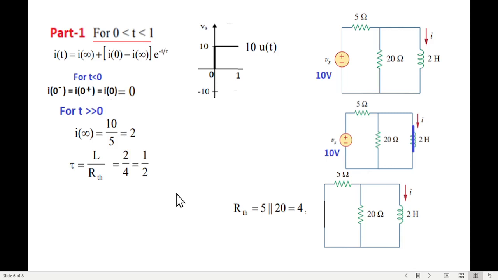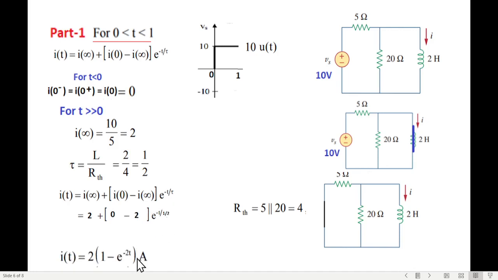So we have found all the three unknowns. Now we'll plug in the values in this equation for current. I infinity is 2, I0 was 0, tau is 1 over 2, and solving this, this is our final answer. So this is the current in the first part.